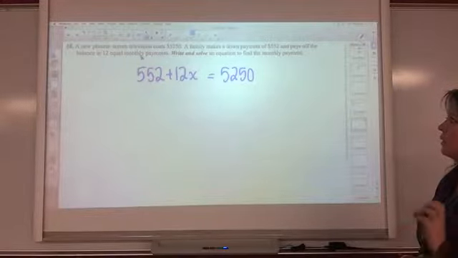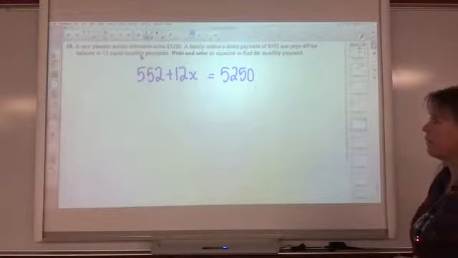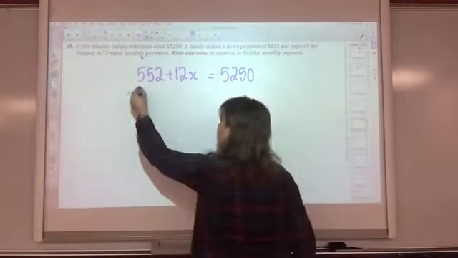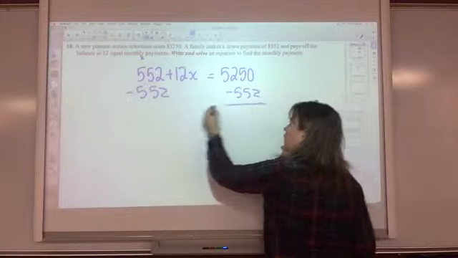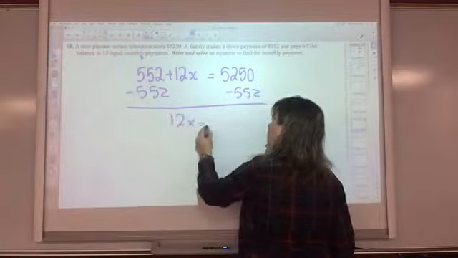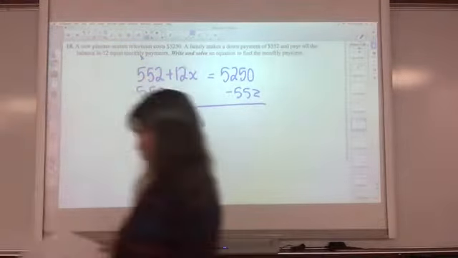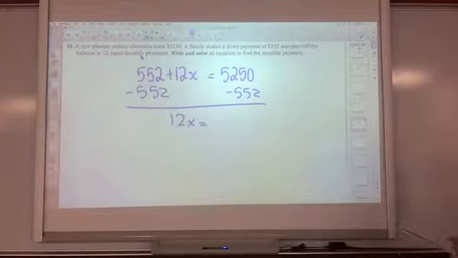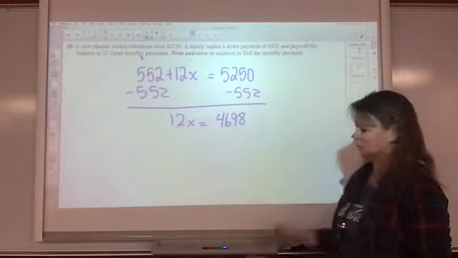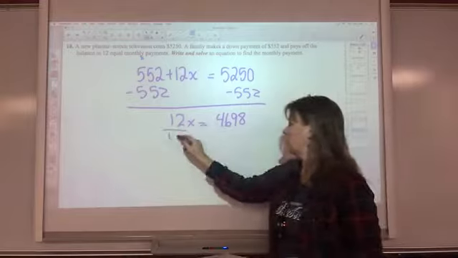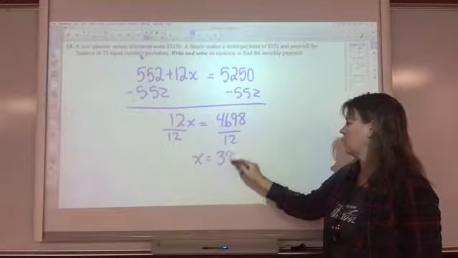There's your equation. Down payment plus 12 monthly payments for the total cost of the TV. Subtract 552 from both sides. You get 12x equals $4,698. Use a calculator for that. Divide by 12. Calculate that out. You find out that x equals 391.5.